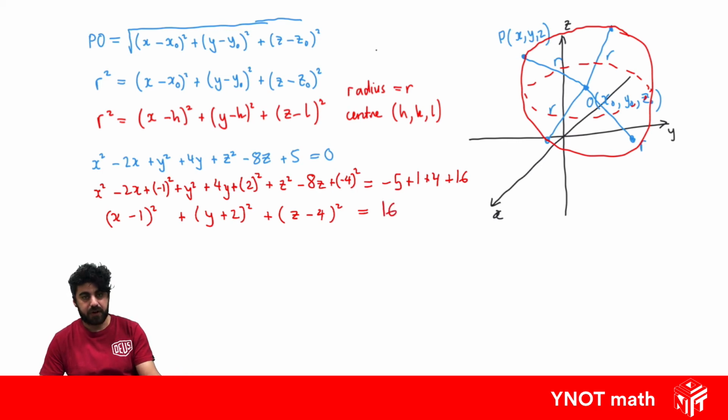And now we've got our correct form of the equation of a sphere, where we can easily say the radius is going to be the square root of 16, which is equal to 4. And it's going to be centered at the point 1, minus 2, and 4.